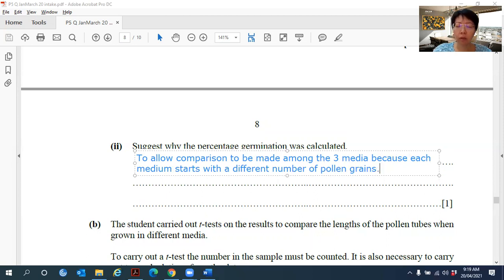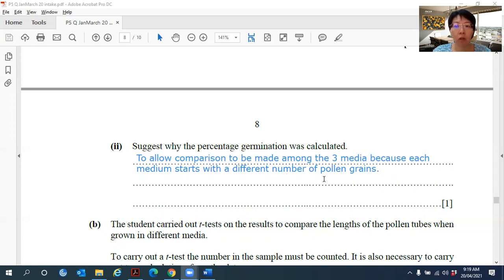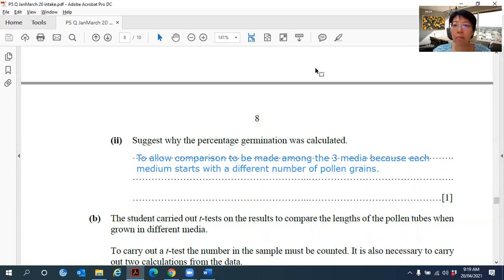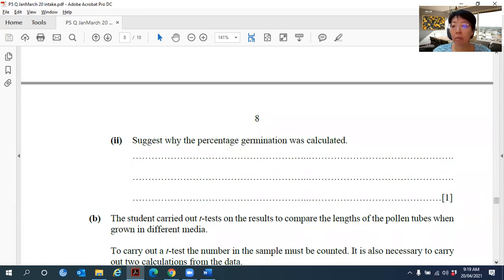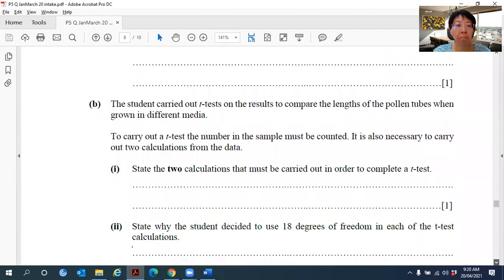Okay, so if a student says to allow comparison, I also give a mark, but I actually do not know whether the student understands what he's writing, why he needs to compare. So this is the best answer I'm looking for, a crystal clear answer. You're comparing between the 3 media, and the starting number of pollen grains is different, so you have to convert to percentage. So if the examiner is strict, if the answer is just to compare, maybe in another exam, there will not be any marks given. So it all depends. So please give a crystal clear answer, okay?